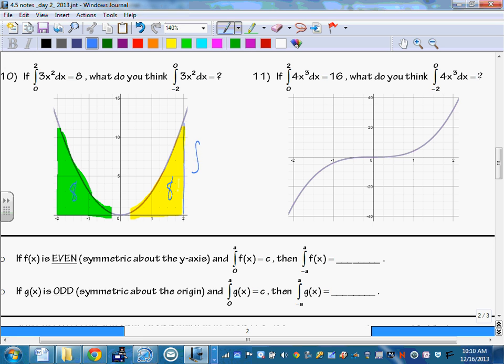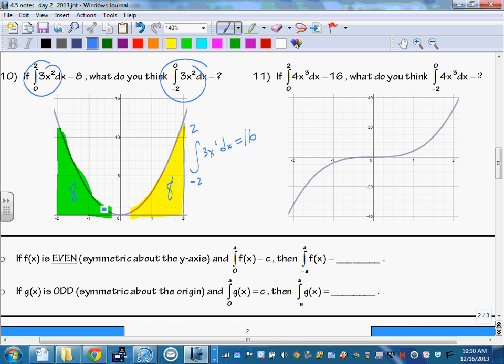So what if, combining what we just talked about on the last page, what if we went from negative 2 to 2 of 3x squared dx? Well, we would be combining this one with this one, right? One starts where the last one begins. What are those going to add up to? 16.